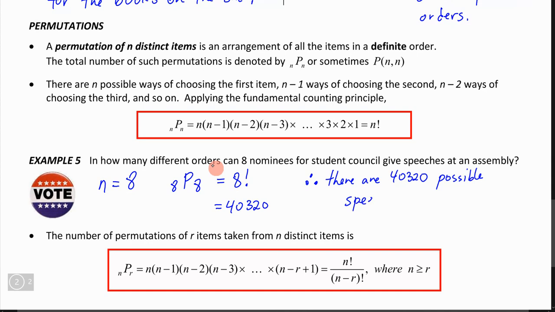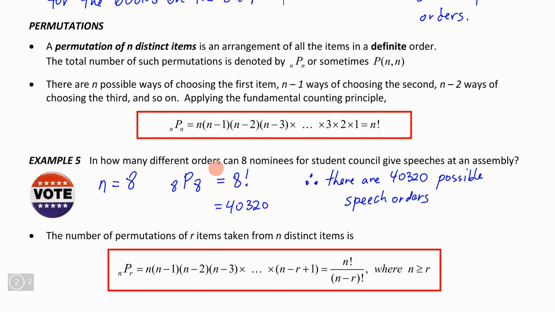Now you can ask me, well, how can that be? It's just 8 nominees. How can there be 40,320 ways? Well, these are all distinct, they're all individual, unique nominees. So you can write down 8 names and try to arrange them in any way you want. You'll find that there are really 40,320 possible permutations.